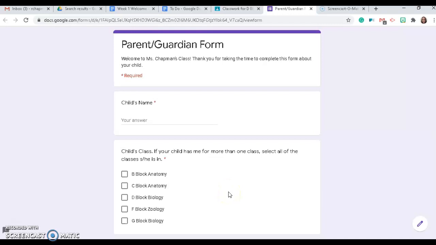Now, the reason why I'm asking for a Google form this year is because I am trying to limit the amount of paper that comes to and from school. So after reading the two documents, parents and guardians, please fill out this form and click the submit button.